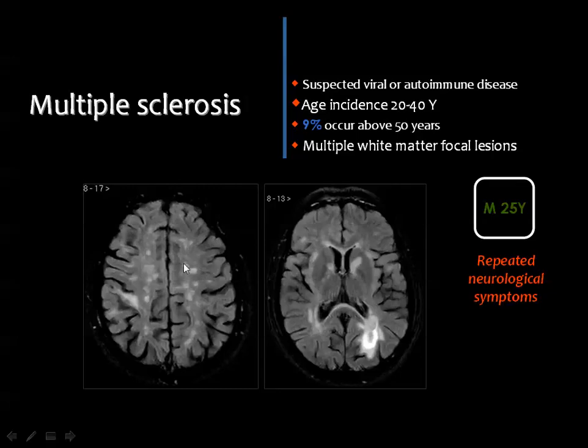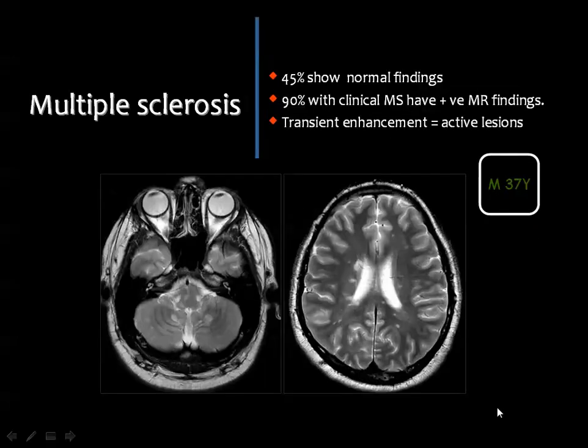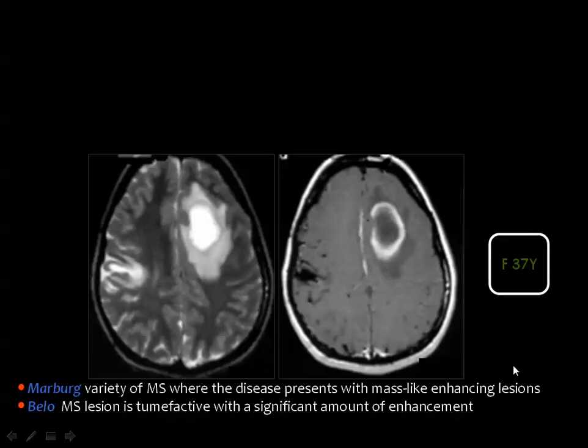Then you can see the high signal lesions in the FLAIR images, and here you can see an example of multiple sclerosis with plaques in the region of the brainstem as well as in the cerebellar hemisphere, together with focal lesions in the cerebral hemispheres as well.